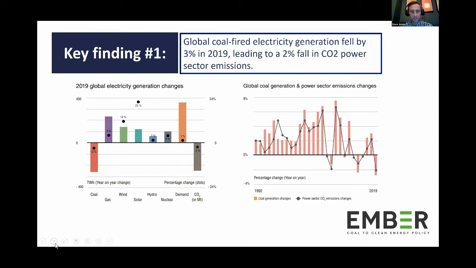You can see that coal-fired generation dropped by 3% in 2019. Gas-fired generation rose by 4%. A large part of that rise was due to coal-gas switching in the US and the EU, but there's a lot of other countries that have increased their reliance on fossil gas generation in 2019 as well. China gas generation rose by 11%, but from a relatively small base. And three other countries increased their gas generation by the same volume, and that's Saudi Arabia, Iran, and Mexico.